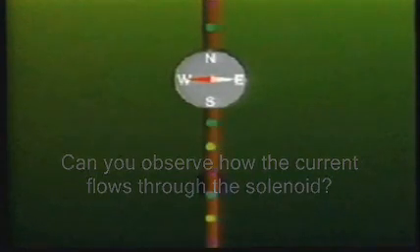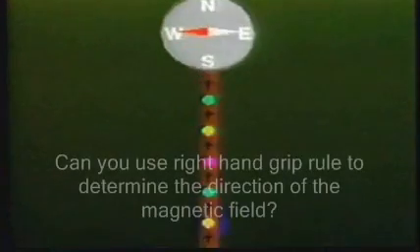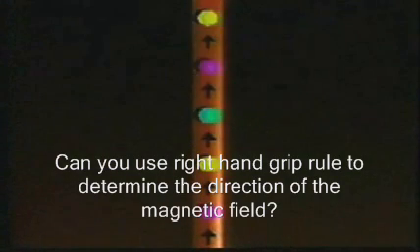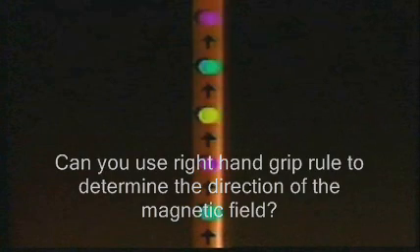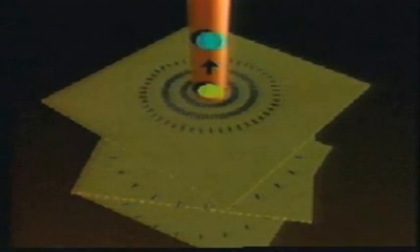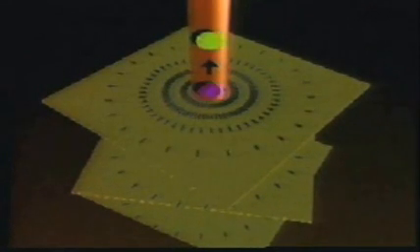As a result of Ørsted's experiments, French physicist André Ampère made a detailed study of the magnetic field about a conductor carrying a charge flow. Using iron filings, he demonstrated that there was a magnetic field around the conductor. The pattern formed by the iron filings created a series of concentric circles.